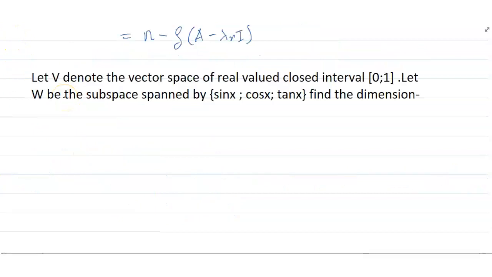Friends, now we discuss one question. This question is coming from CSIR NET GATE. Let V denote the vector space of real valued functions on the closed interval 0, 1, and let W be the subspace spanned by sin x, cos x, tan x. Find the dimension. So friends, answer. I start to solve this problem.